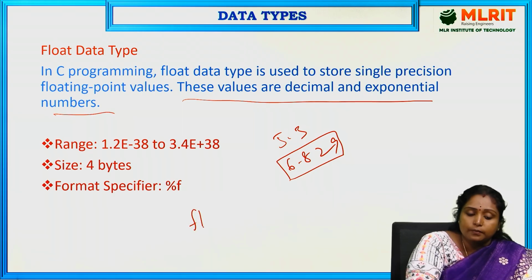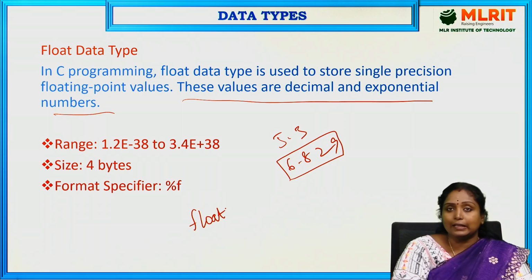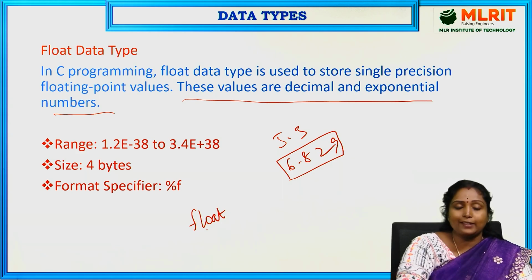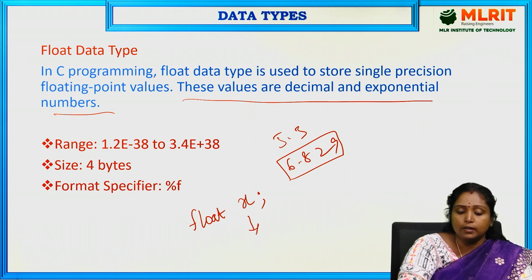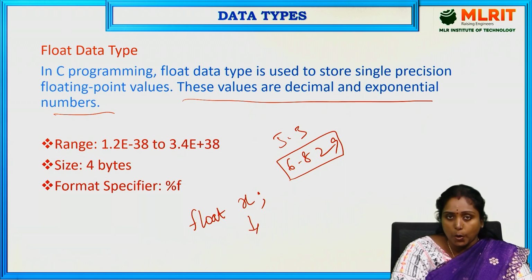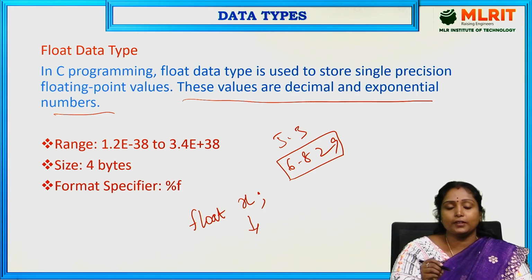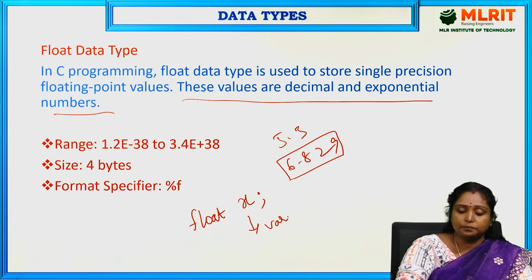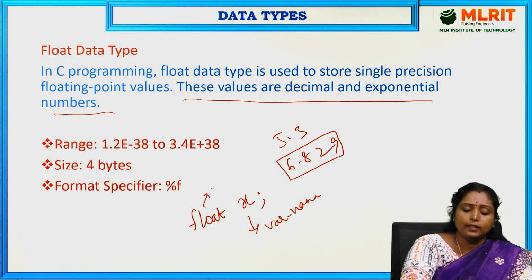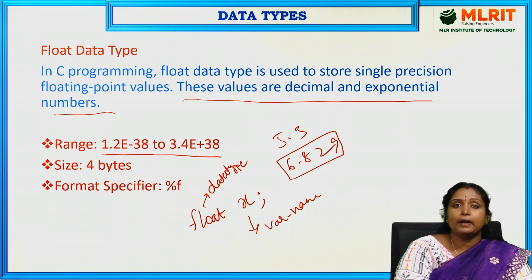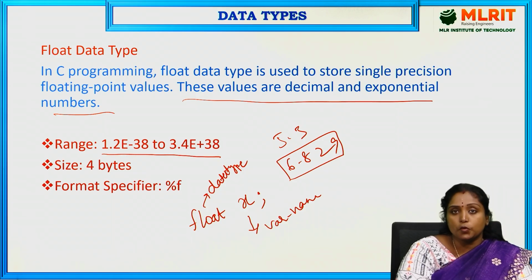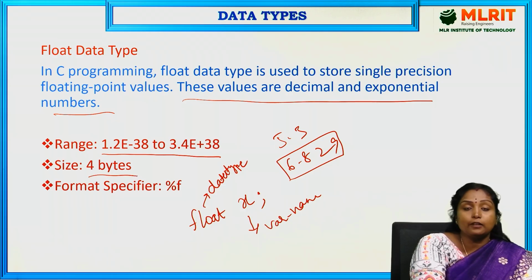float is a keyword used to declare a variable. In order to declare a variable as a floating data type, you have to use the float keyword and a variable name, x. So x can store floating point values, which will have decimal points. This is a variable name and float is a data type. The range will be 1.2e minus 38 to 3.4e plus 38, and it can hold up to 4 bytes of memory.